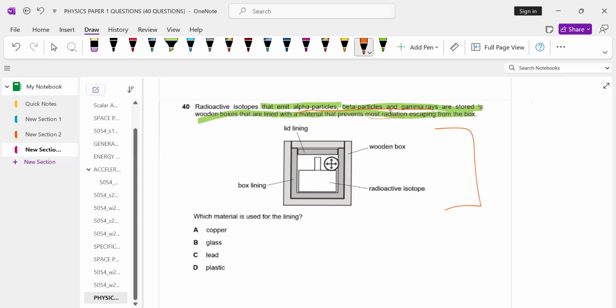Which material is used for the lining? Let's check out the options. Most radiations are prevented from escaping out. Copper, no. Glass, no. Plastic, no. Correct option is lead.